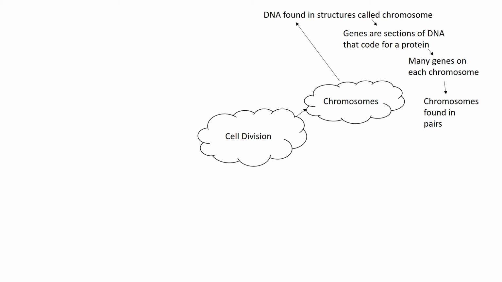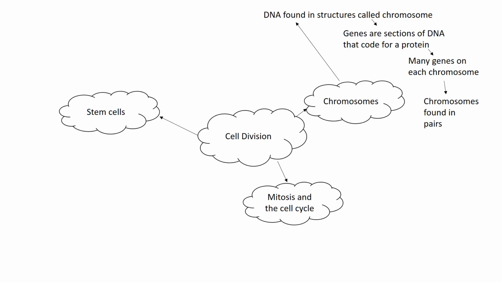Then I'm going up to genes, which are sections of DNA. And then there's lots of genes on a chromosome. And then chromosomes are found in pairs. So I've made it kind of flow from smallest DNA to the largest, which is chromosomes. So that is one of the 3 sections of this chapter. So you're going to go away in this lesson and you are going to complete the other 2.